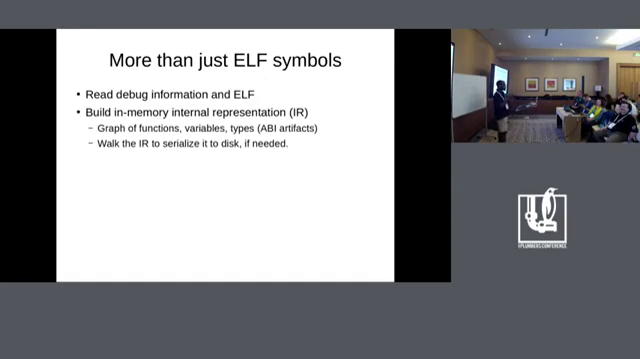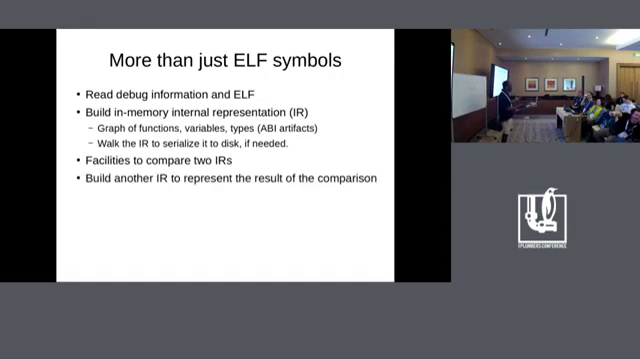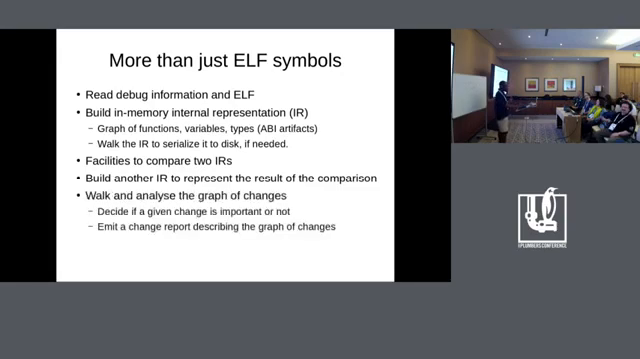That IR can be serialized to disk to save a snapshot of what the ABI is, but that is just if needed. We can also compare the IRs, because obviously we want to compare stuff, right? And the result of the comparison is not text. It's also an IR, an internal representation, that can be analyzed to decide whether the changes are worthwhile, or just walking that IR to emit change reports, basically.